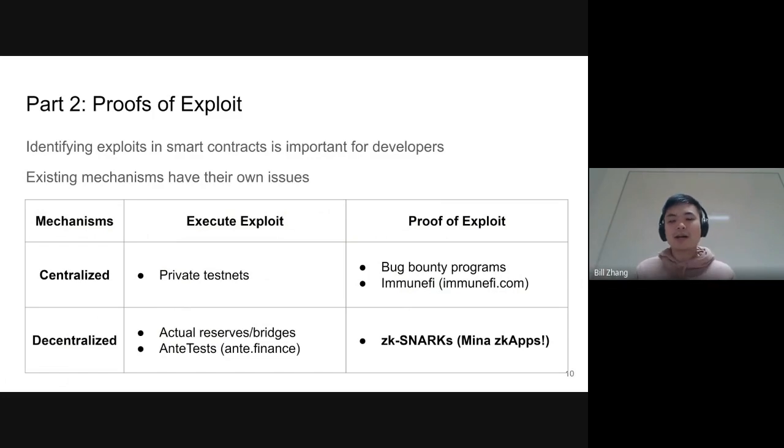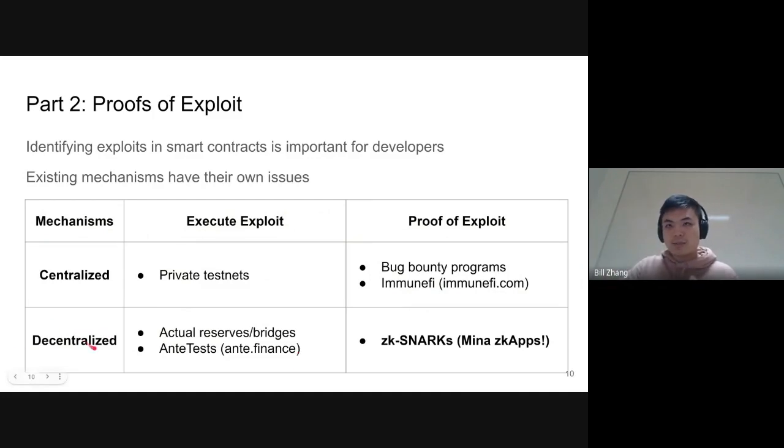Obviously, frowned upon. Another interesting avenue is there are products like Anti-tests, which are basically decentralized pots of tokens, which, if you successfully execute an exploit, those smart contracts will pay out their tokens as a way of rewarding that you have found an exploit. Both of these require you to actually go and execute that exploit. And we'd rather, of course, just prove that the exploit exists without having to actually damage the system that we're working with. And so that's where the last quadrant comes in.